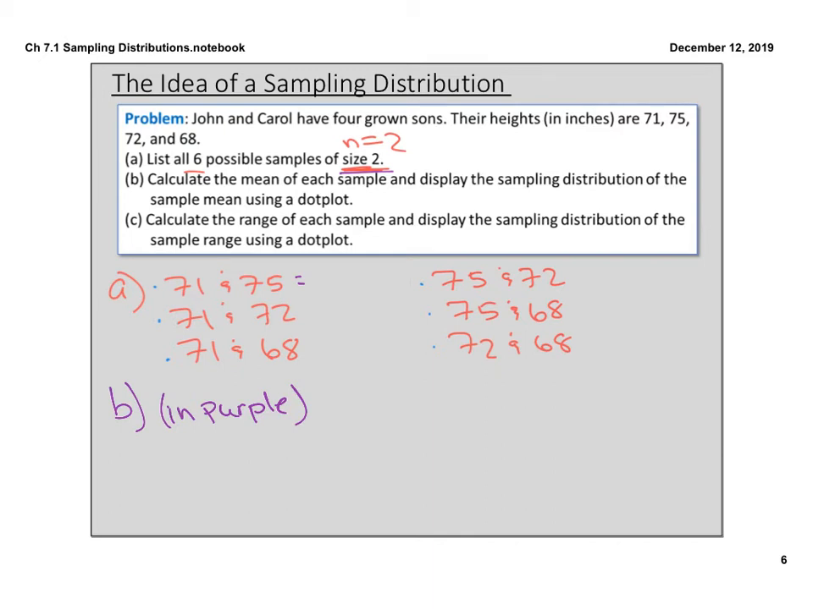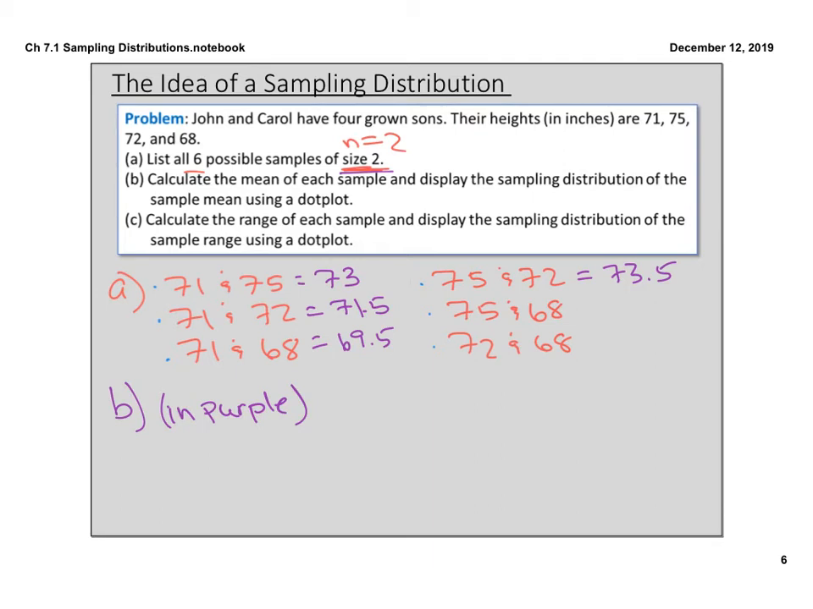So I'm just going to take 71 plus 75 and divide it by 2, and I get 73. So that's going to be my mean there. 71 plus 72 divided by 2 is going to be 71 and a half. 71 plus 68 divided by 2 is going to be 69 and a half. 75 plus 72 divided by 2 is going to be 73 and a half. And again, all I'm doing is finding the mean here.